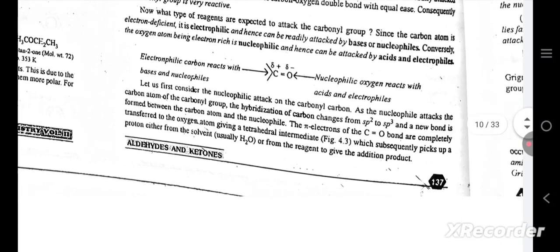Now, what type of reagents are expected to attack the carbonyl group? Since the carbon atom is electron deficient, it is electrophilic and hence can be readily attacked by bases or nucleophiles. Conversely, the oxygen atom, being electron rich, is nucleophilic and hence can be attacked by acids and electrophiles. Let us first consider the nucleophilic attack on the carbonyl carbon atom.